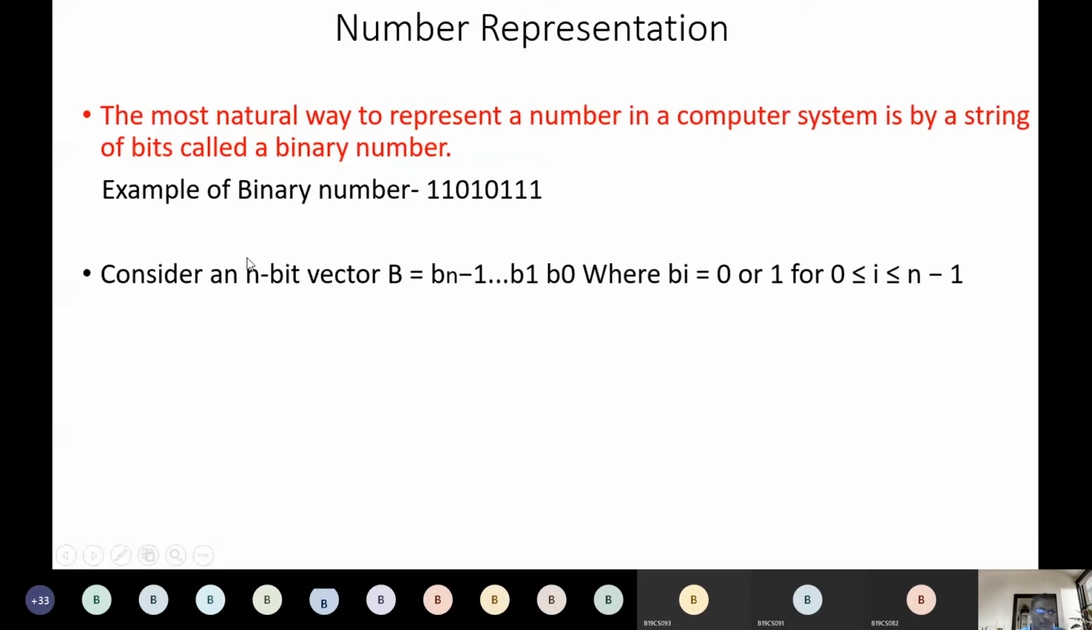So we already know when you take a string of binary bits, B0, B1, until Bn minus 1, every bit is either 0 or 1. Only 2 values are possible in every place. Here n is the number of bits in the binary bit string.